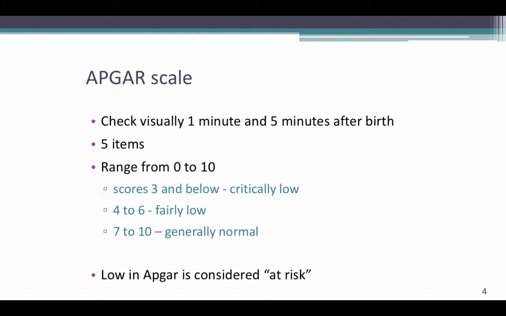Cool. So that video is very informative about the APGAR score, but just to go over what it is again and when it's administered. It is administered 1 and 5 minutes after birth, and the 5 items are scored so the infant can receive a score between 0 and 10. Scores 3 and below are critically low, 4 to 6 fairly low, and 7 to 10 is considered fairly normal. Infants with lower APGAR scores are considered at risk for neurodevelopmental disorders.